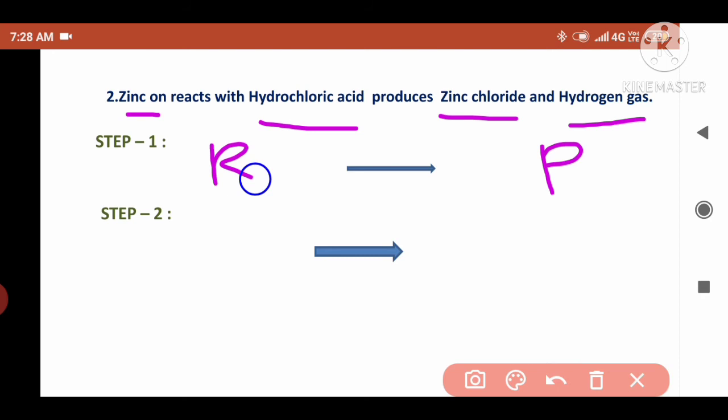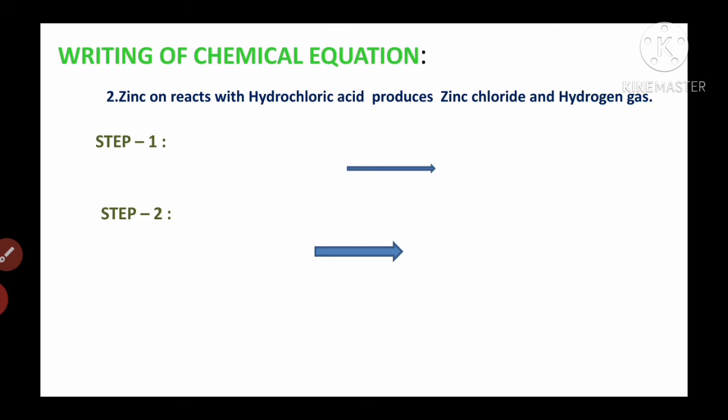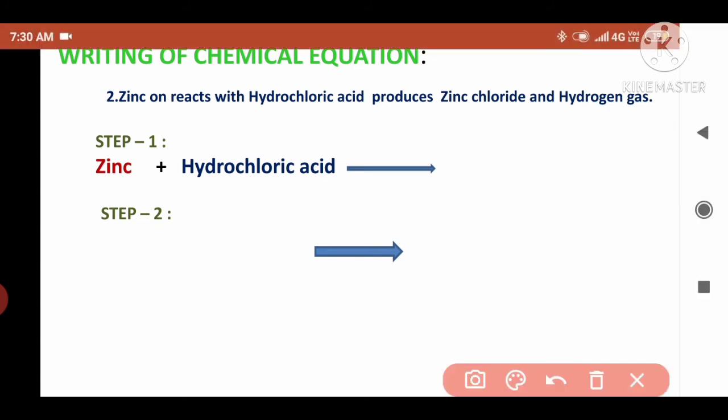So the first step, identification of reactants and products, is completed. Reactants are zinc and hydrochloric acid. These should be on the left hand side of the arrow. Here, zinc and hydrochloric acid are represented towards the left hand side. And here the reactants are two, so more than one, so we need to add a plus sign between them. So here we are adding a plus sign, because two reactants are there, and between the two reactants we add the plus sign.